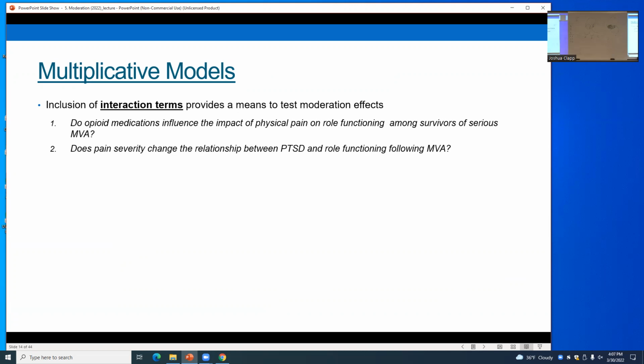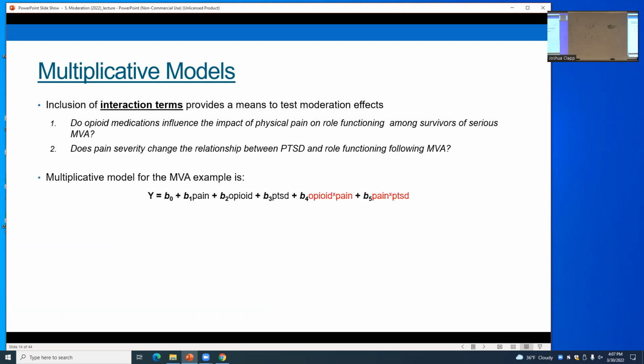So here, again, just to remind us, our question is, do opiate medications influence the impact of physical pain on role functioning in survivors of serious accidents, right? Does pain change the nature of the relation between PTSD and functioning following motor vehicle trauma? These are moderation questions that we can't test in just a straight baseline first order model. So what we're going to do is keep that first order model, but then start throwing in interaction terms that start getting at our questions here.